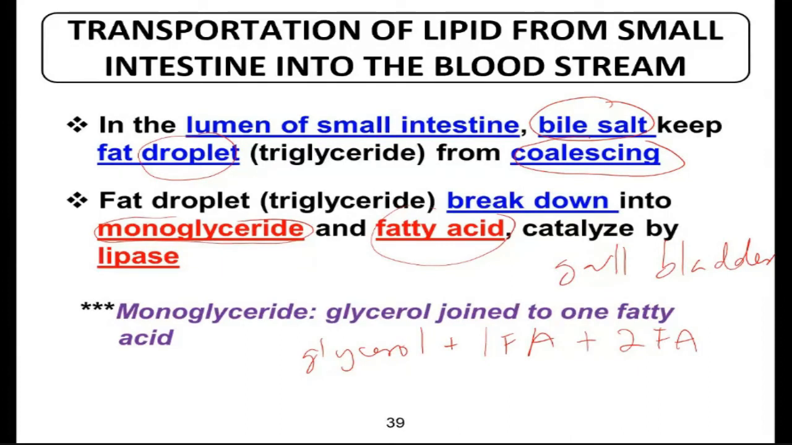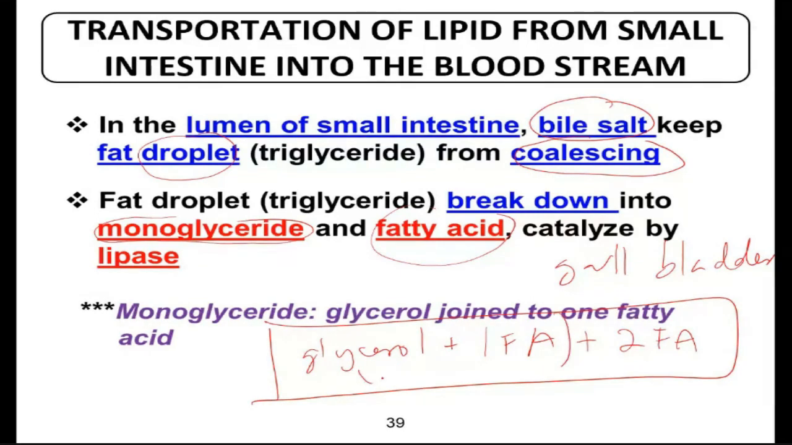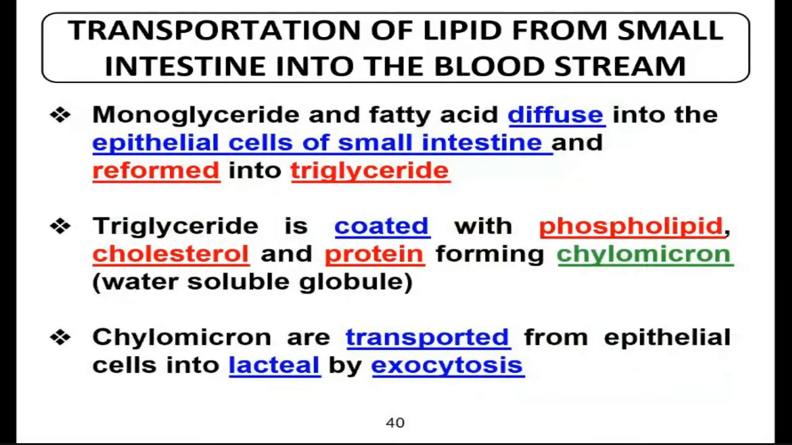Okay. So what happened to this monoglyceride? This is monoglyceride. And then the free fatty acid. What happened to them? They will diffuse since they now have small molecular size. They are able to diffuse into the epithelial cells of small intestine. Once they are in the epithelial cells of the small intestine, macam ni ni villus di epithelial cell. So ni adalah lumen of intestine where the droplets are found. So it will diffuse into the epithelial of the small intestine.